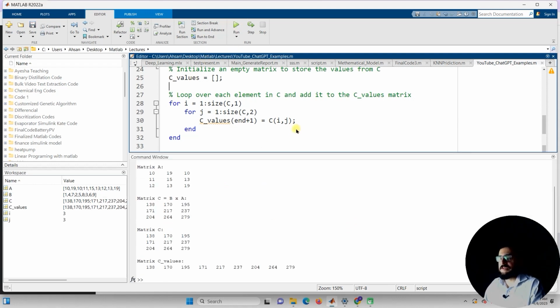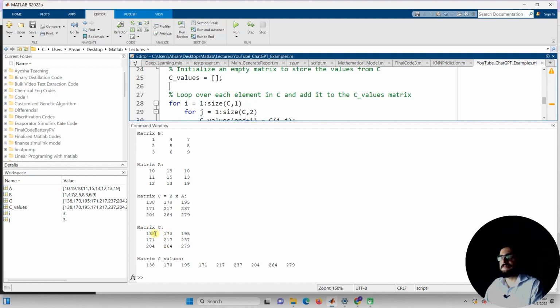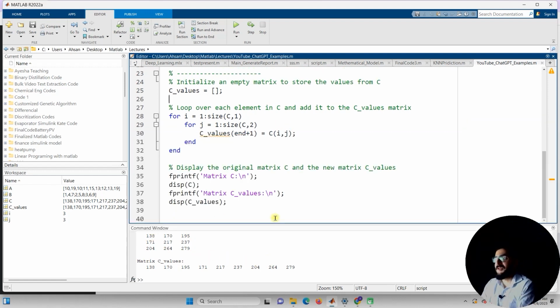As we see here, this C is converted into a single row matrix. The values, if you look at it, 138 is here, 170 is here, 195 here, then the further values 171 are in the same order. That's amazing. ChatGPT is able to write a for loop based on our prompt. It doesn't take any time to think about what kind of for loop to use. We just gave it an instruction, I want a for loop to perform a specific task, and ChatGPT just does it.